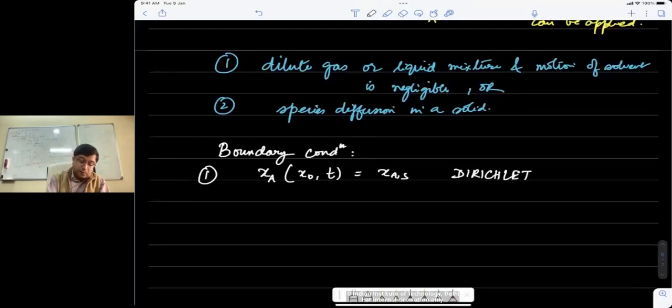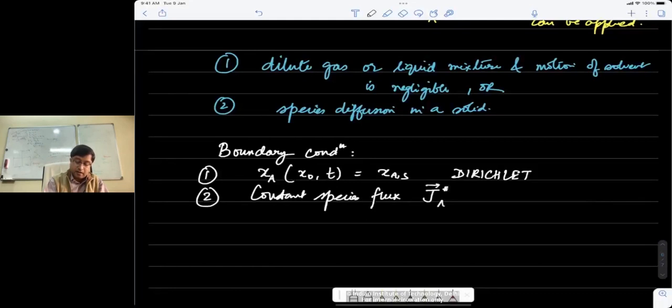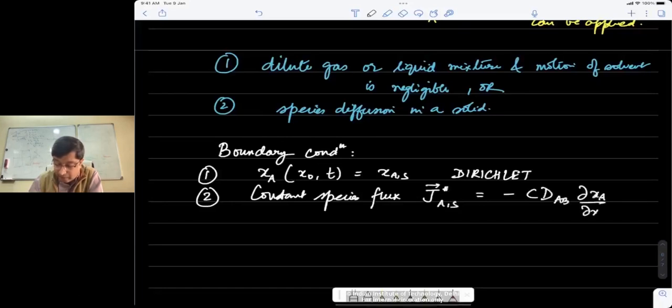The second type of boundary condition could be the Neumann type, or the flux boundary condition. So let's say a constant species flux is given, which is, let's say, J star A at the surface. So this could then be written as minus C D_AB dx_A/dx at that location x, where x is the perpendicular direction at that location.